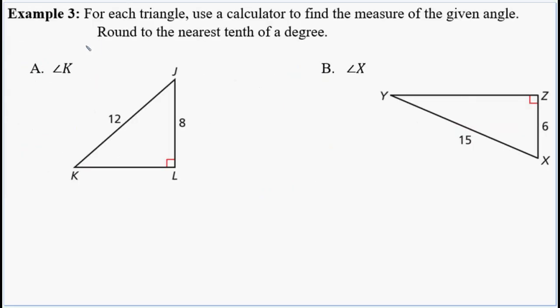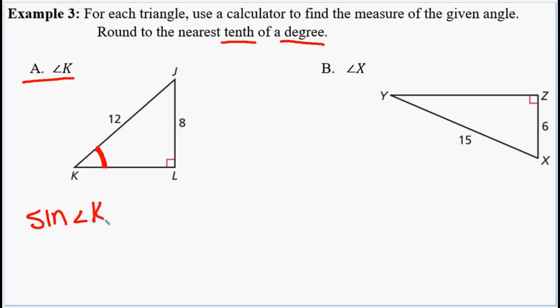So here in example 3, looks like we're going to find some angles. For each triangle, use a calculator to find the measure of the given angle, rounded to the nearest tenth of a degree. So let's see here, our first one, we're at angle K. I'm going to mark it down here with red. And we want to find the measure of that angle. Well, let's see what sides we have. We have the opposite side and we have the hypotenuse. So the trig function for opposite and hypotenuse is going to be sine.